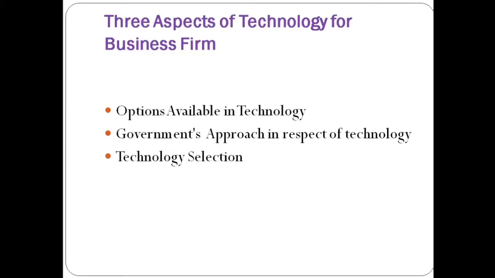Third is technology selection. It is possible that in an industry there are several technologies floating at the same time. Firms have to scan the technology environment and select technologies that will be appropriate for the firm and the given product market situation. So those are the three aspects of technology for a business firm.